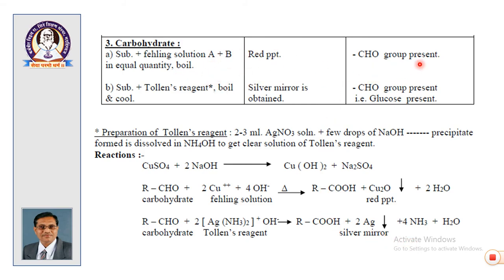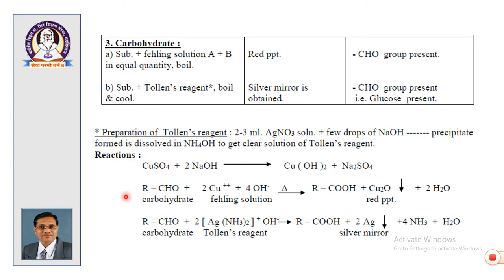Next is for carbohydrates, glucose. It contains the CHO group. Substance plus Fehling's solution A and B, which are available in the lab. Red precipitate means CHO is present. Substance plus Tollens reagent, boil, gives a silver mirror. It indicates again the CHO group is present, that is glucose. Glucose is a polyhydroxyaldehyde, so it has the CHO group. Therefore, these tests are for the aldehydic group.